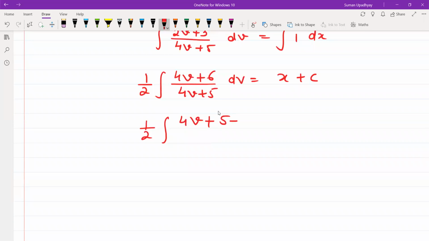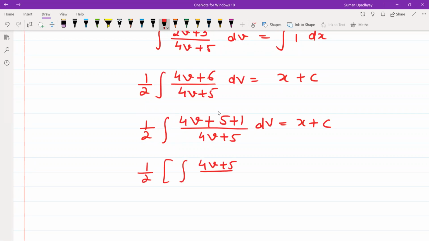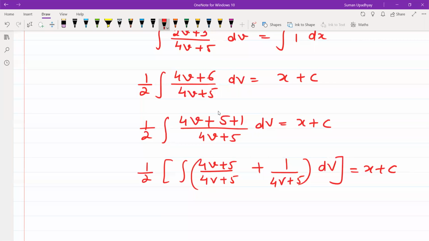I'm going to split it this way: 5 plus 1 upon 4v plus 5 dv equals x plus c. Now I'm going to apply the law of indices, which says you can write it this way: 4v plus 5 upon 4v plus 5, plus 1 upon 4v plus 5. Am I right, kids? Yes, ma'am. Okay. So here it will become x plus c.